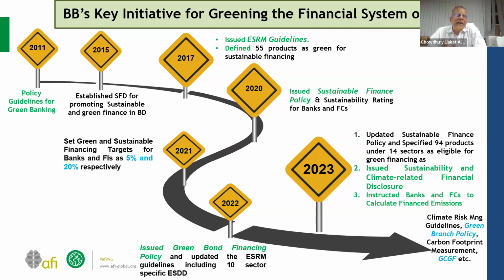And in the year 2021, we gave lending quotas for the banks. This is mandatory. Each and every bank should disburse 5% of the total term loan disbursements of their portfolio as green finance, and 20% of the total term loan should be disbursed as sustainable finance.